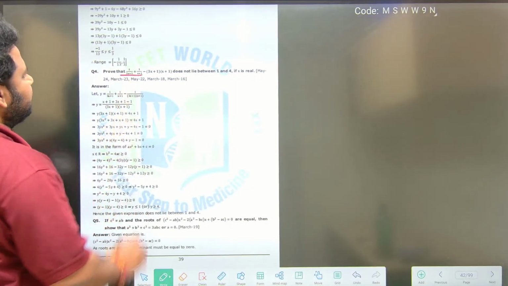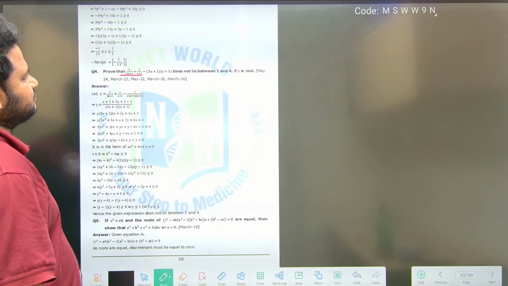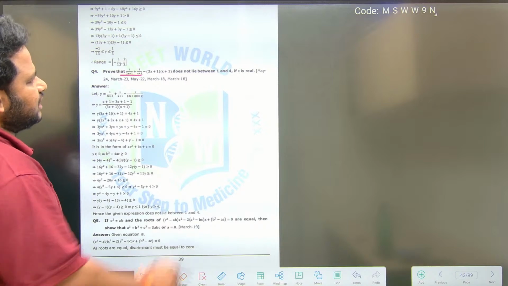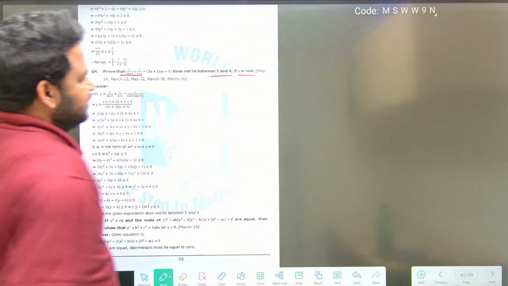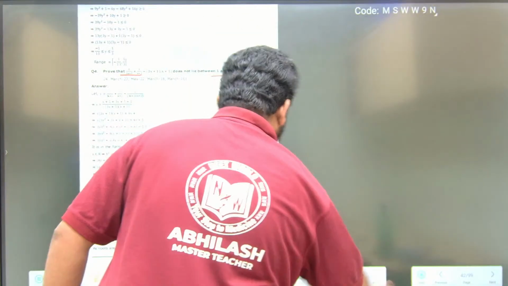Prove that 1 by 3x plus 1 plus 1 by x plus 1 minus 1 by 3x plus 1 into x plus 1 does not lie between 1 and 4 if x is real. This is what they are telling. So prove that. Okay, let us take the solution now.